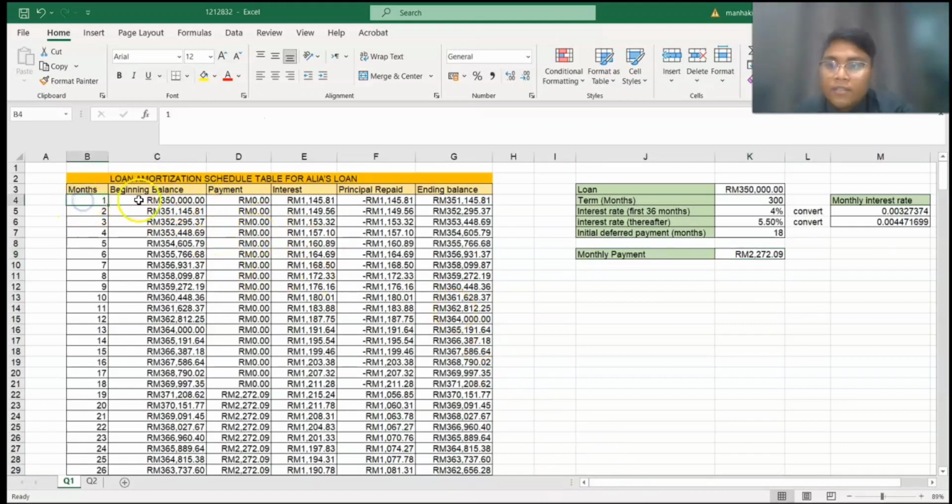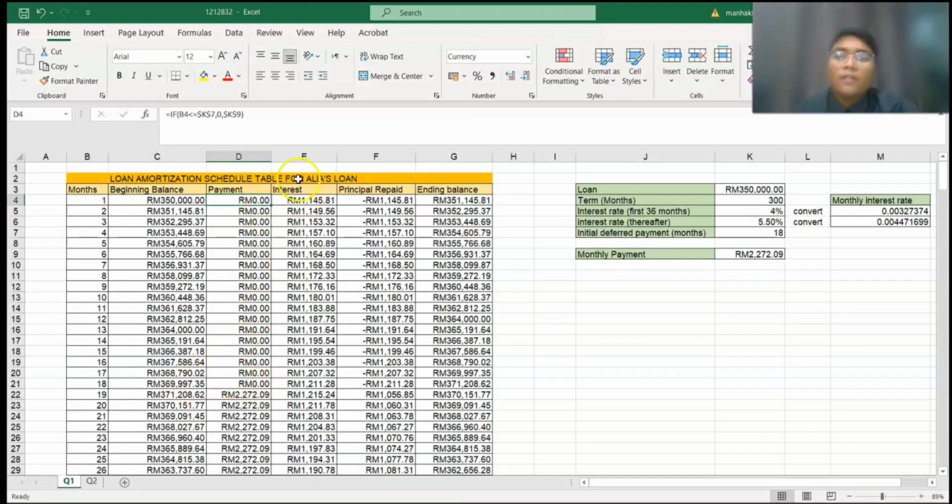And then we can construct our loan amortization schedule table for Alia's loan. For the first month, the beginning balance is K3, which is 350,000. For the payment, I use an IF function: if P4, the month, is less than or equal to K7, which is 18 months, then we have zero payment. Thereafter it is K9. As we can see here, the payment is 0 until 18 months.